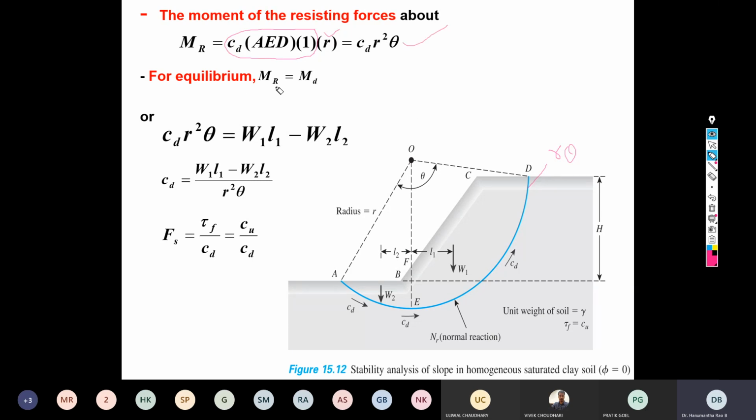At equilibrium, the resisting moment must be equal to the driving moment. I know the resisting moment and I know the driving moment. CD R square into theta is nothing but W1 L1 minus W2 L2. So you need to determine the minimum cohesion required, that is CD equals W1 L1 minus W2 L2 by R square into theta. Just recall the previous sum: the factor of safety is nothing but Cu upon CD, or tau F by CD, whatever it is. You can define it either way, it doesn't matter.